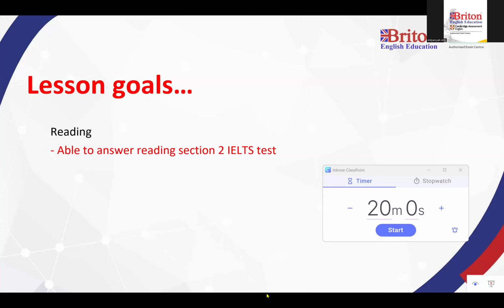Oh, the G form link is here. I will share it again in the chat box. Okay. There you go. All right. I'll wait for you to transfer your answers if you haven't done so.